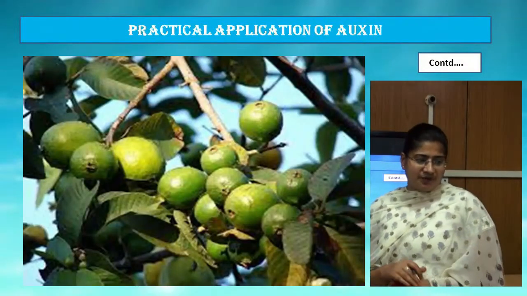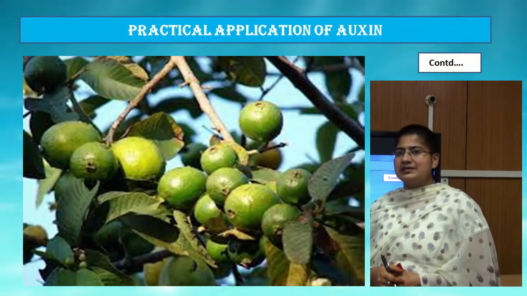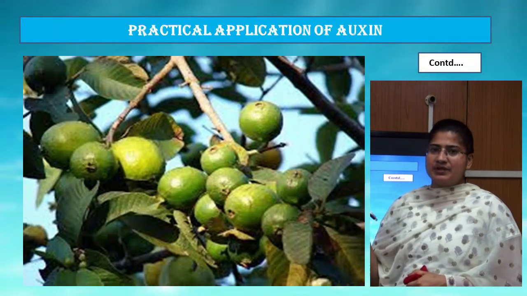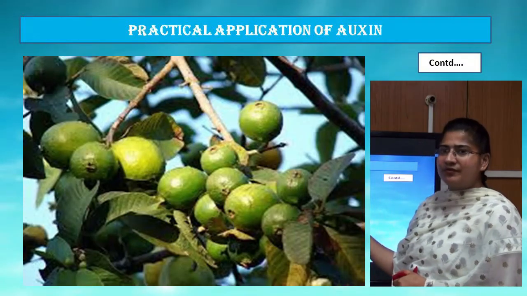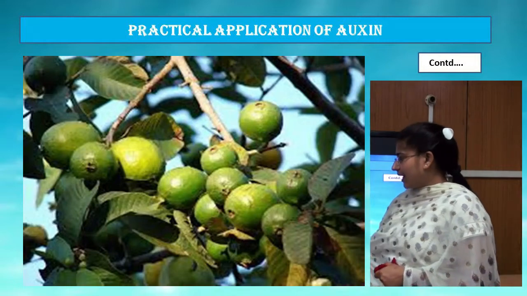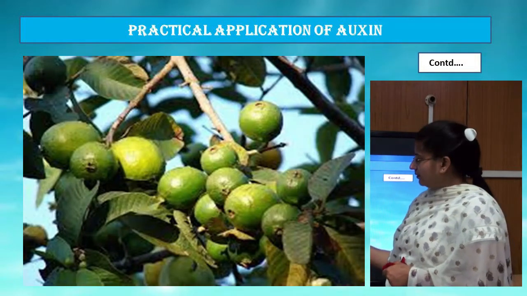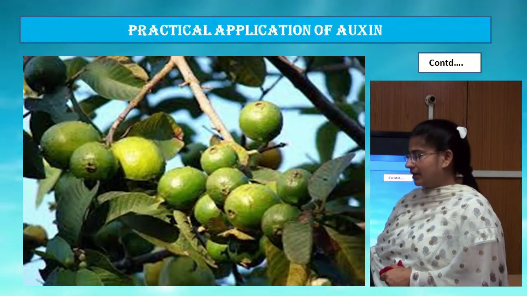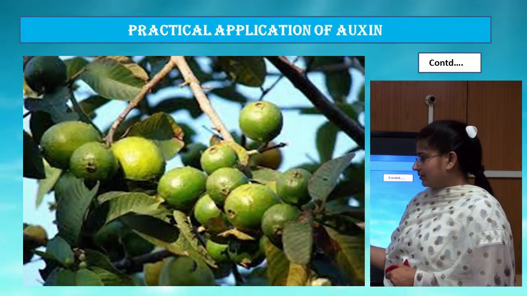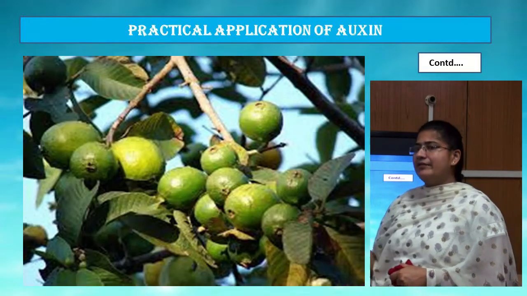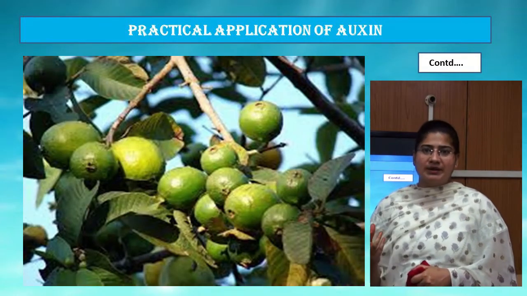Now, a very important practical application of auxin is that it thins the fruit which are produced in large amount. First of all, try to understand the meaning of thinning. It means if the fruits are in large amount in a cluster, then application of auxin will lead to the fall of certain fruits from this bunch, and the fruits which remain after thinning will have improved size and improved quality.